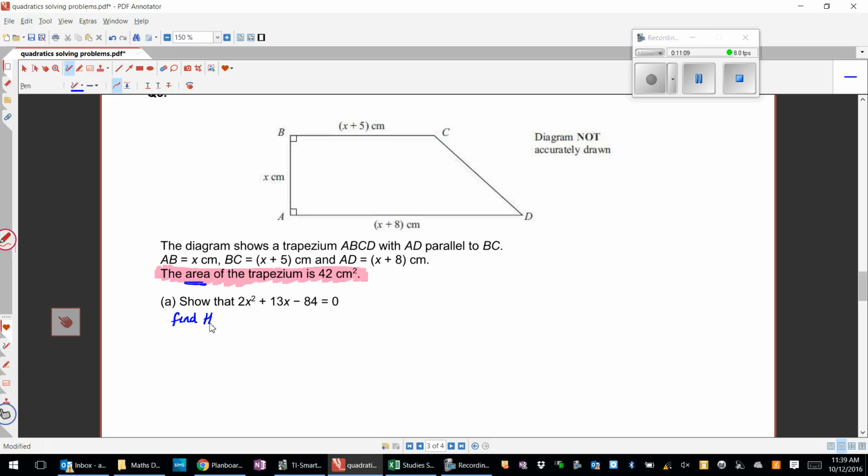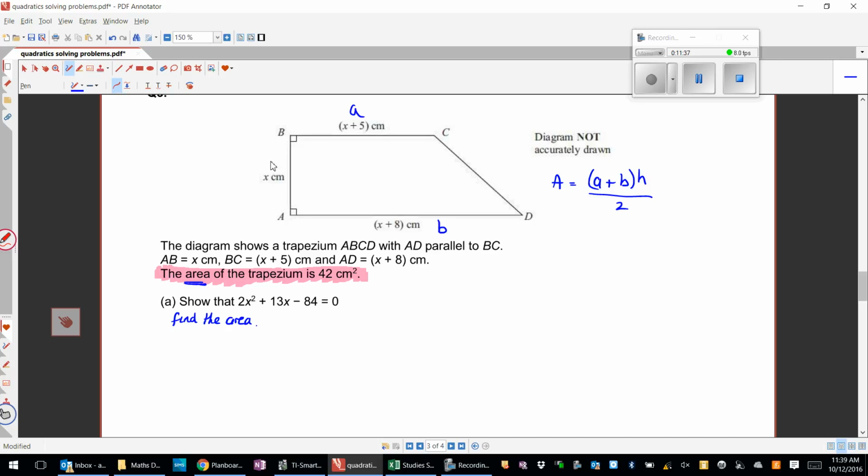And I know the area is 42. So we just have to remember the area of a trapezium. The area of a trapezium, you may or may not remember at the moment, is (A plus B) times H, all divided by 2. On the diagram, the short side is the A. Well, it doesn't matter actually. One of the sides is A, one of the sides is B, and the perpendicular height is the height.